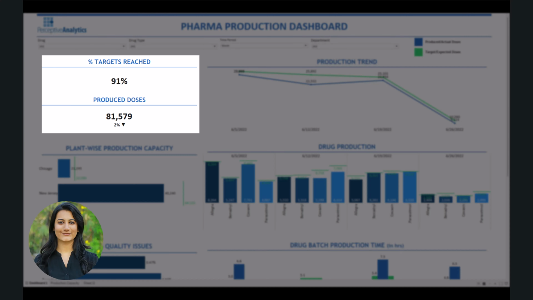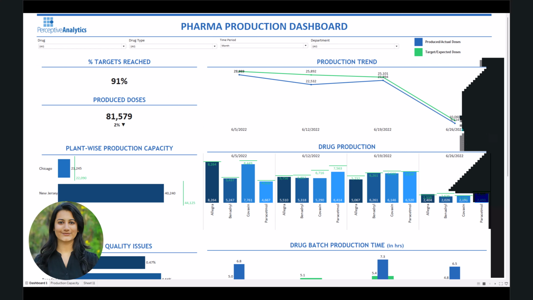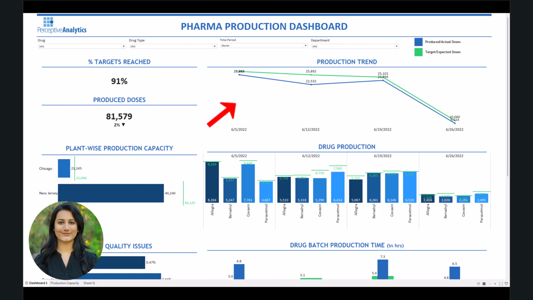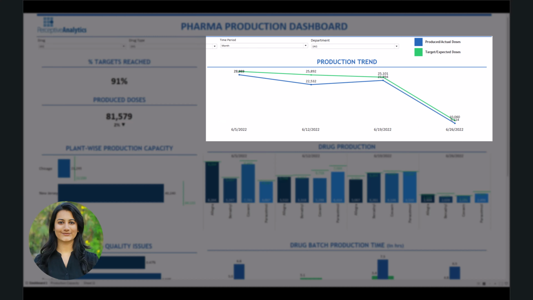We see that overall, the organization achieved only 91% of its production target. To understand what went wrong, we first look at the weekly production trend. Looking at the trend, we see output staying fairly close to target in the first 3 weeks. But in the week of June 12th, there is a clear and sharp drop that noticeably affects overall performance.